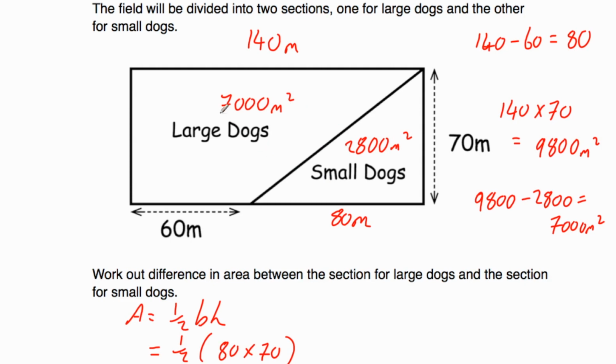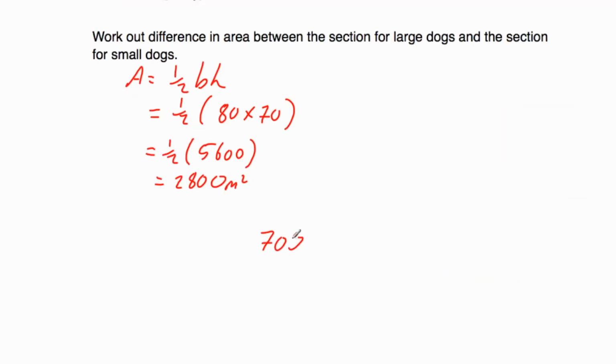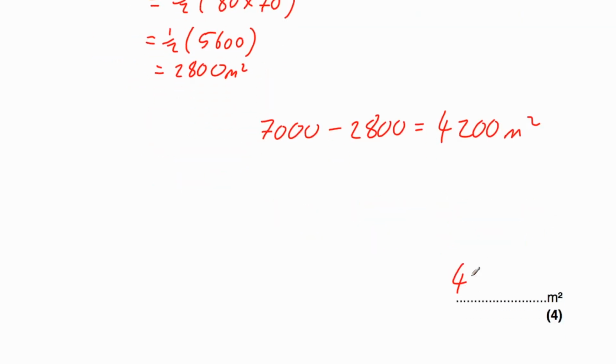And we've been asking this question to work out the difference in area between the section for the large dogs and the section for the small dogs. So we want to work out the difference in this area. We just need to take them away, and that's our answer. So 7,000 take away 2,800 is equal to 4,200 meters squared. So the difference in area is 4,200 square meters. So that's it, that's our answer.